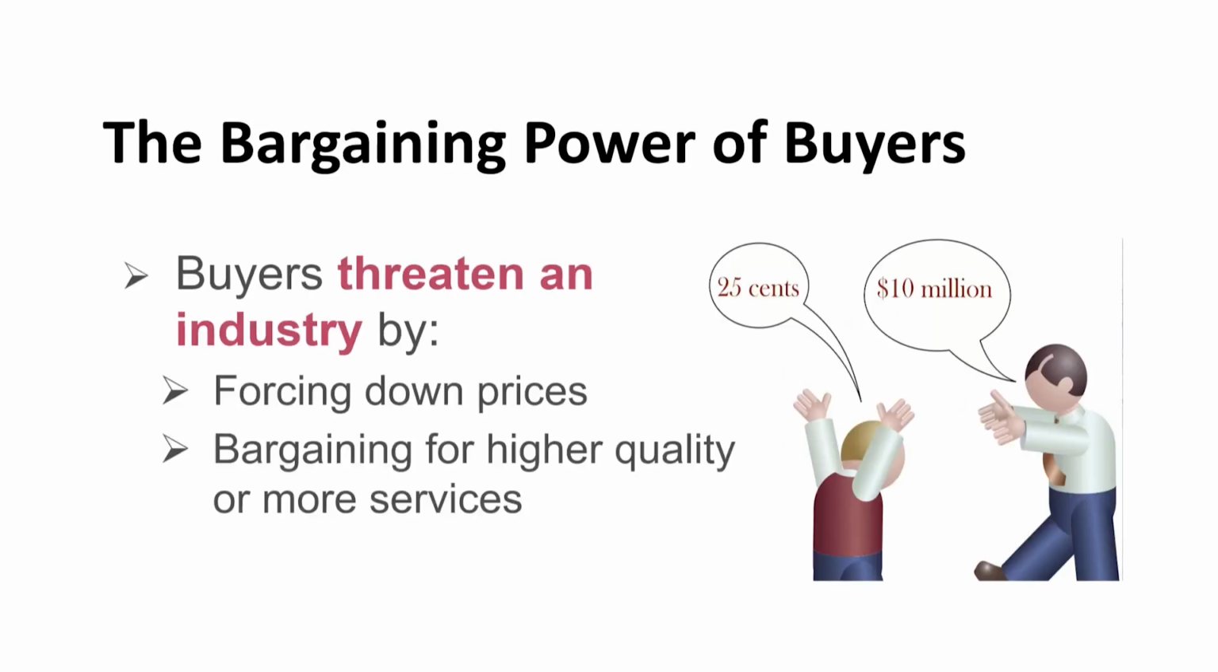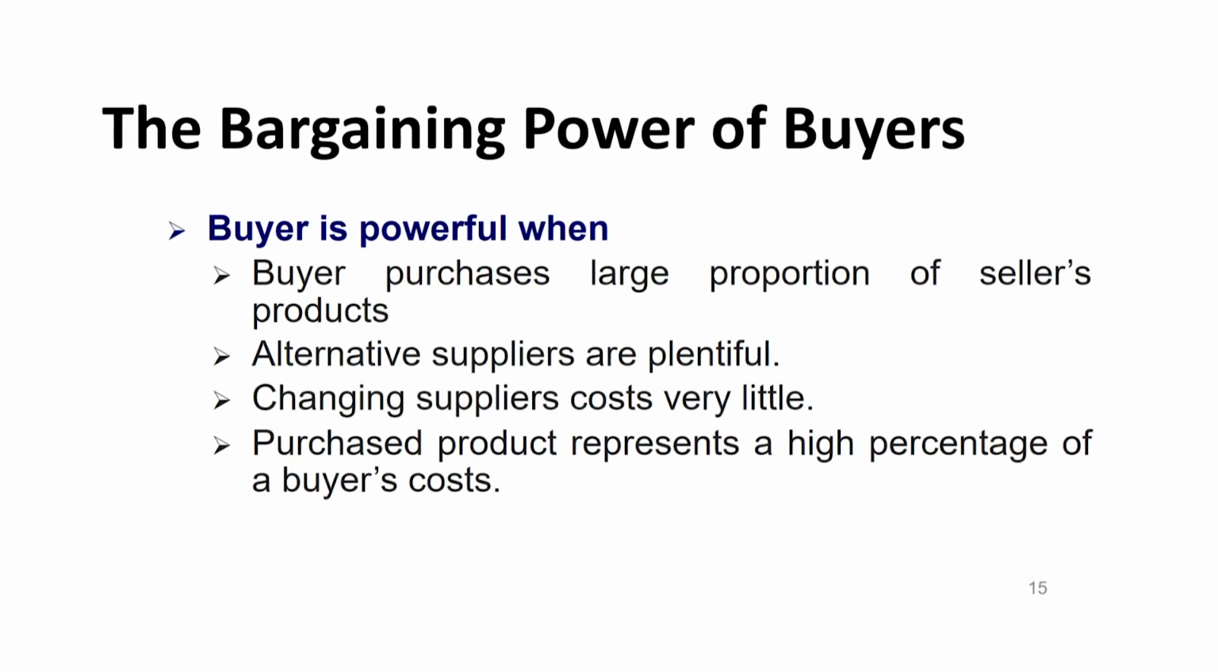Now, let's talk about the second factor from Porter 5 forces model, which is bargaining power of buyers. Buyers can threaten industry by forcing down pricings or by bargaining for higher quality or more services. Bargaining power of buyers does not always mean that they will be bargaining for price. It could be when bargaining power of buyers is high, either buyers want low prices or better quality at same price. Now, in what kind of industry bargaining power of buyers would be more?